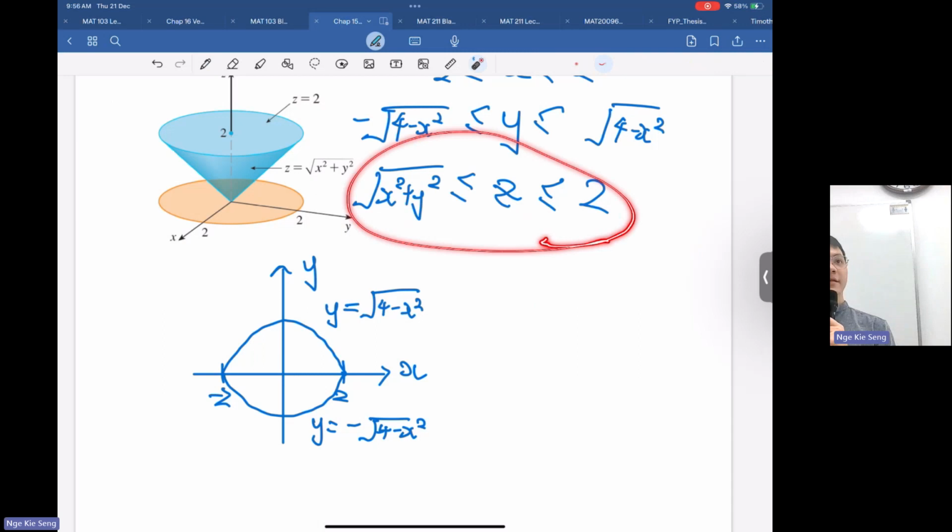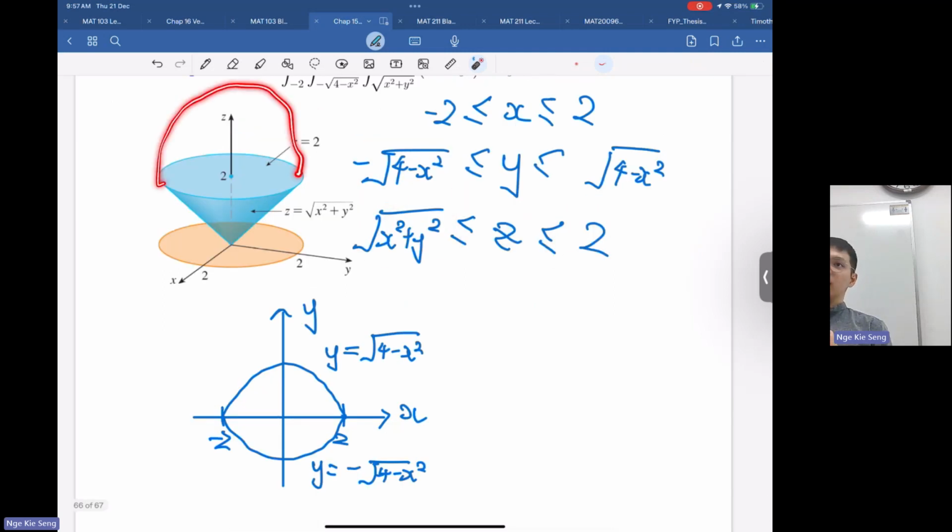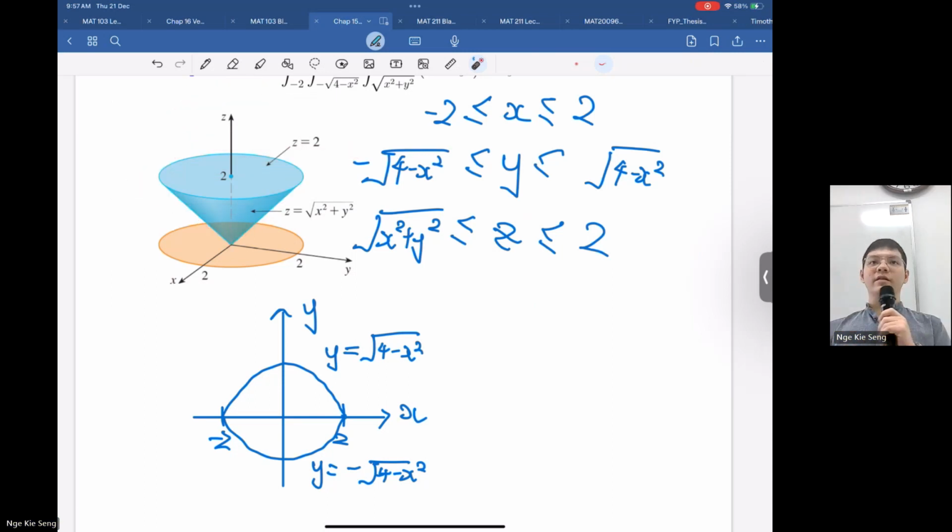And then z. What happened to z again? Z is bounded below by this length function again. We call this a length function, it is like a norm. And then it is bounded above by 2. So it's similar to what we have just now. It's a cone, bounded below by a cone and bounded above by a plane, z equals 2. So instead of getting the hemisphere just now, we just cut it flat. So we get exactly this cone here, a finite cone.